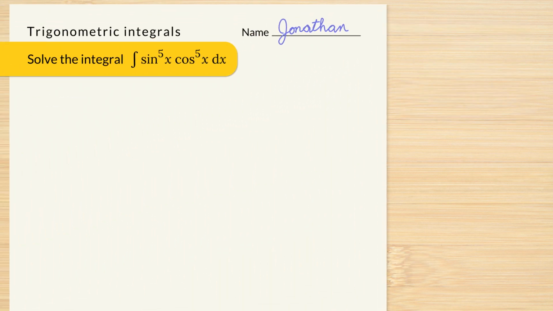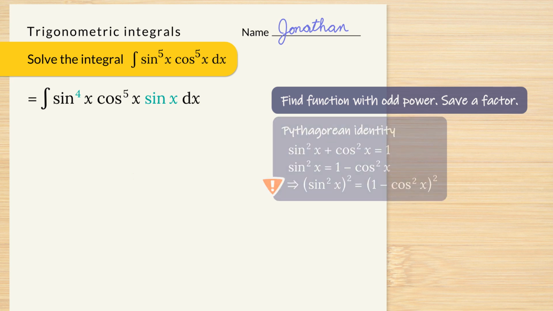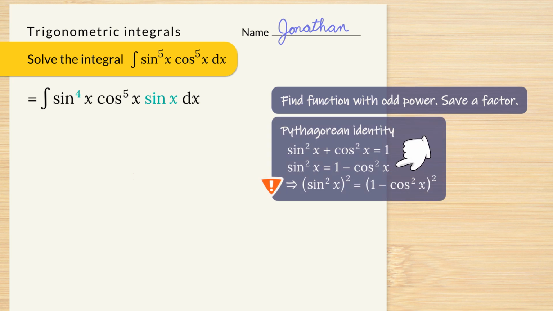This question is interesting in that both trigonometric functions have odd powers. So which one do we pick? Let's just pick one and see what happens. Sine has an odd power. We can save a factor of sine and then turn that sine into the other trig function, into cosines using the Pythagorean identity. Sin² is 1 minus cos². But in this case, we have a sin⁴. That means we have to square that sin². So we actually have to go 1 minus cos², the whole thing squared.